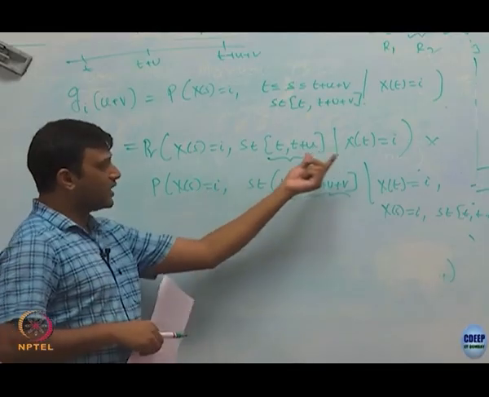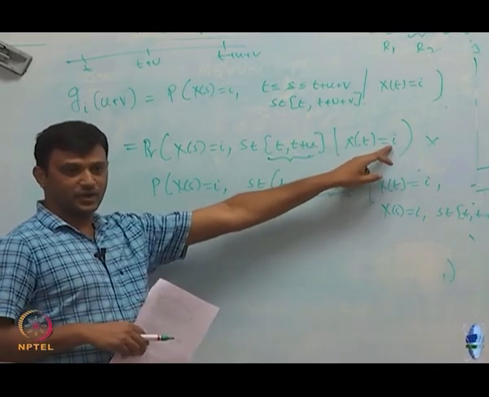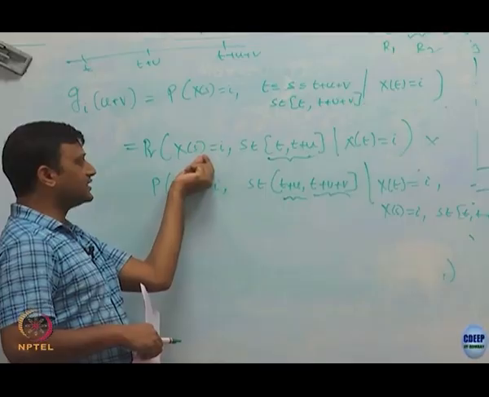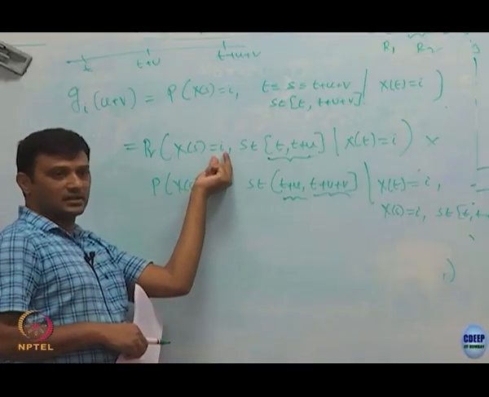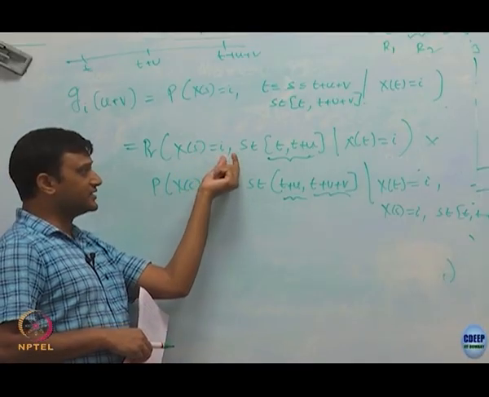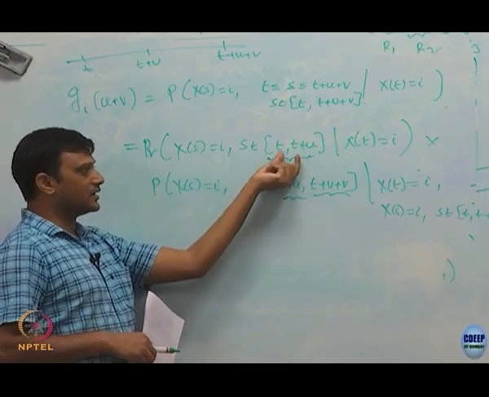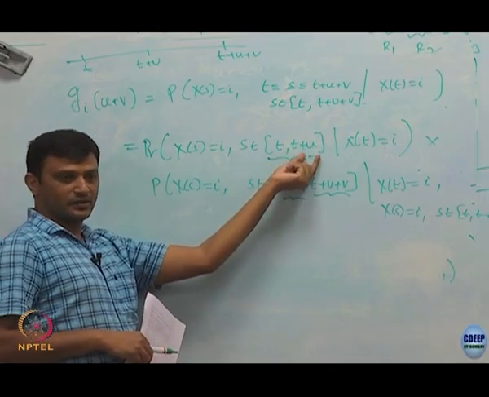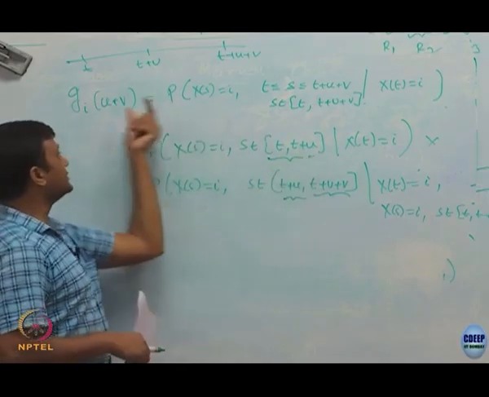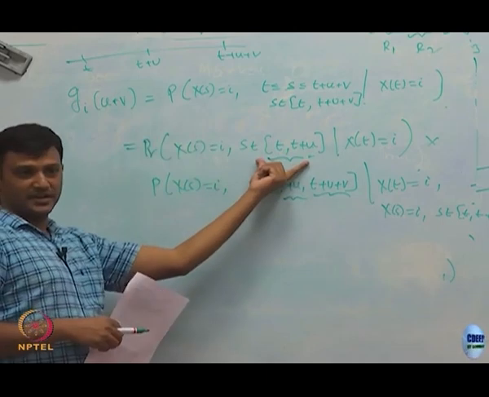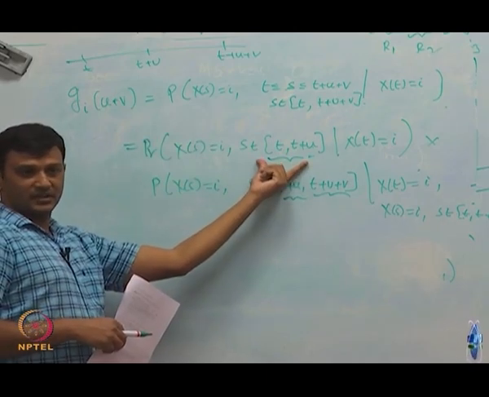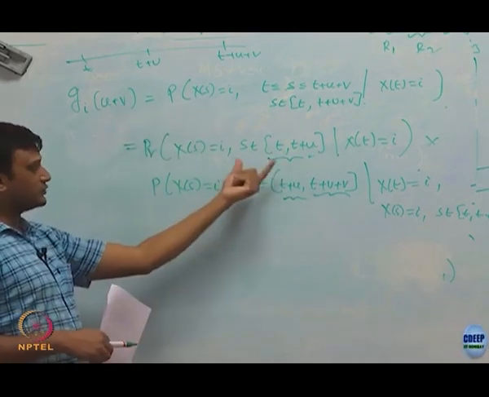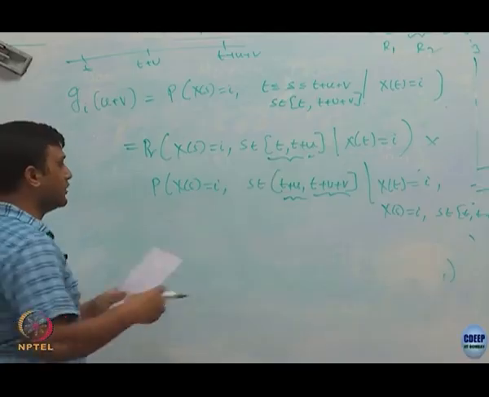Now by definition, given x of t equals i, I am asking the question: what is the probability that I am going to stay in the same state i in this interval starting from t to t plus u? According to this definition, this is nothing but g of u, right? Earlier it was g of u, but now I split it, and it is only over the interval, g of u.